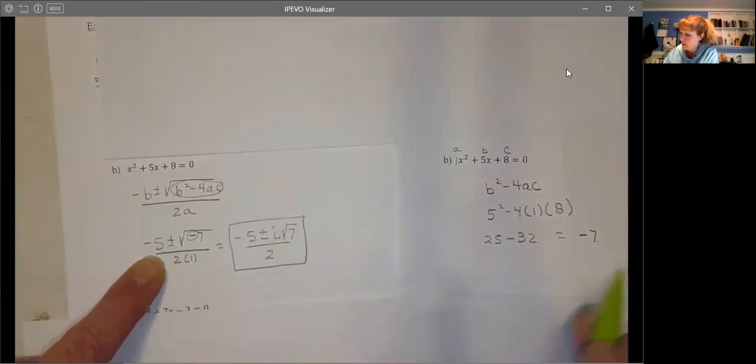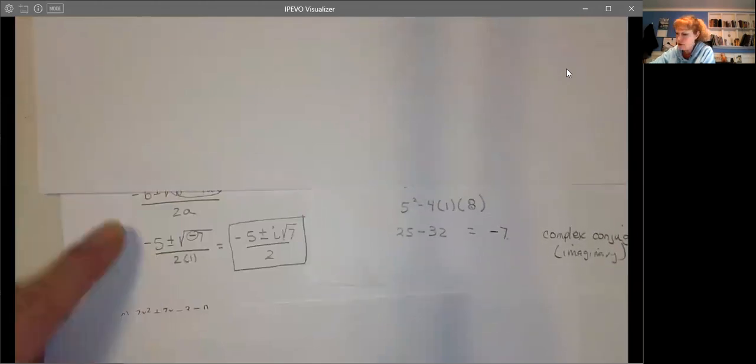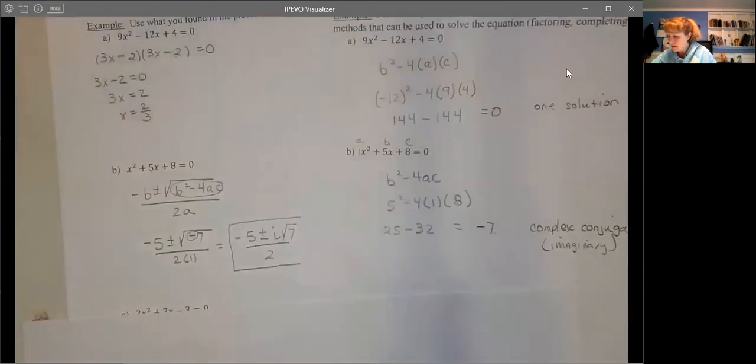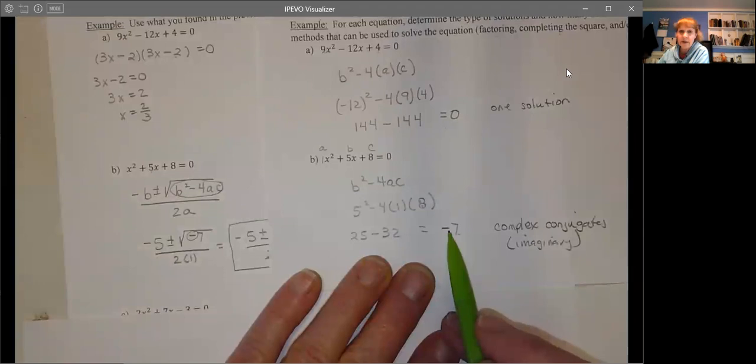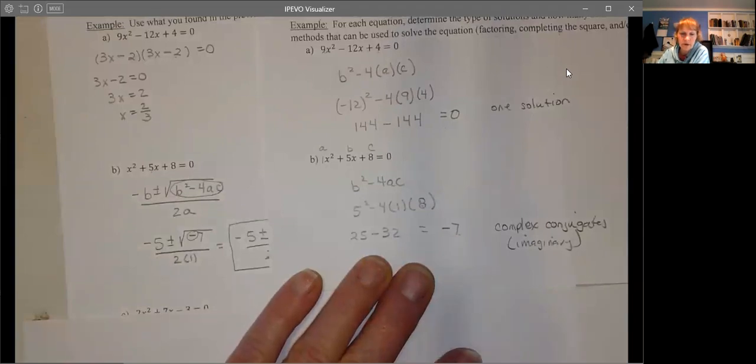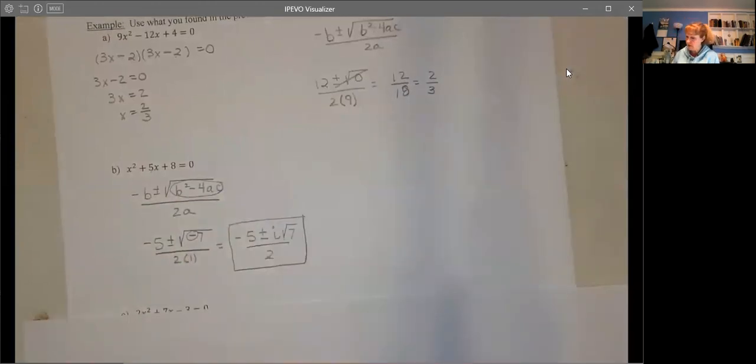And they are imaginary. We figured they would be imaginary. We knew that they were going to be complex conjugates because of the fact that our discriminant was a negative. All right, so I just used the quadratic formula to find those solutions.